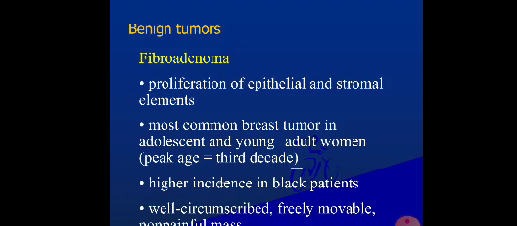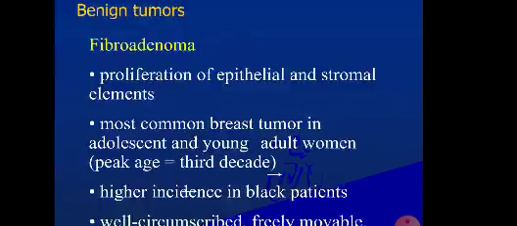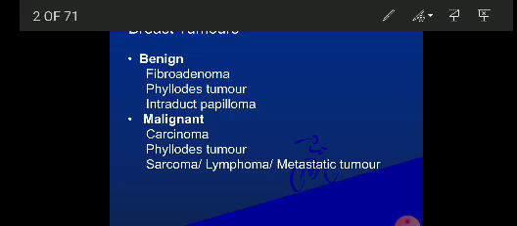When you take the clinical history, the patient complains of a mass or lump she detected. It's freely mobile and well circumscribed. In the fibrocystic changes we discussed, the lesion is painful, there is cyclical pain, and it's an ill-defined, irregular mass. But here the mass is freely mobile, well circumscribed, and painless. There is no history of pain in this patient. Clear?